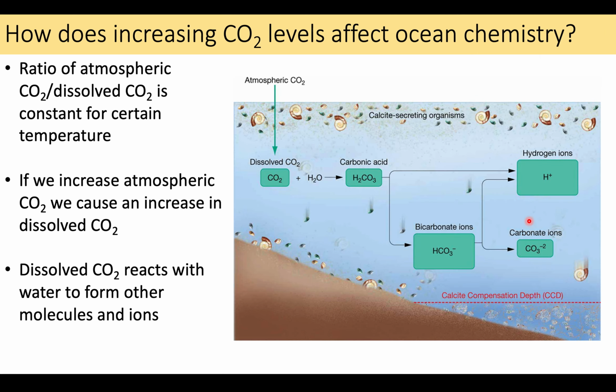So how does our atmospheric CO2 have anything to do with the chemistry of our ocean? Well, the ratio of atmospheric CO2 to CO2 in our oceans is constant. So the ratio always stays the same. What that means is when we increase our atmospheric CO2, say by burning fossil fuels, we're going to increase the amount of CO2 in our oceans, because the more atmospheric CO2 there is, the more of that CO2 is going to be absorbed by the ocean. So increasing the CO2 levels in our atmosphere increases the amount of CO2 we have in our ocean.